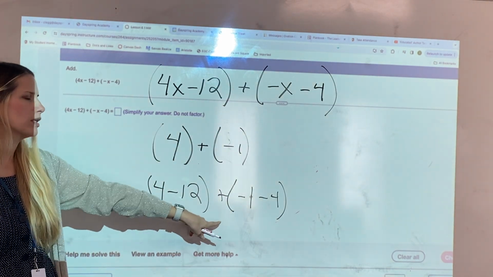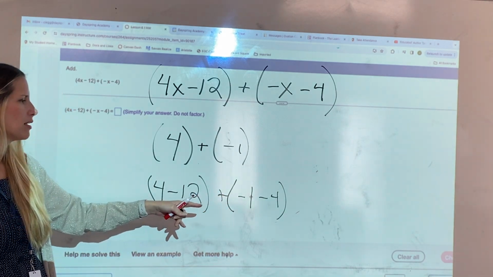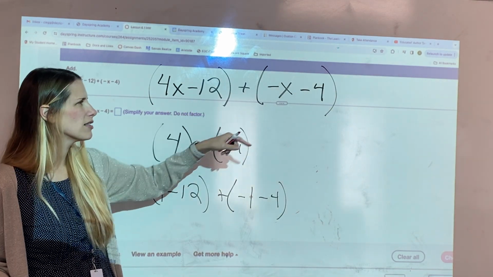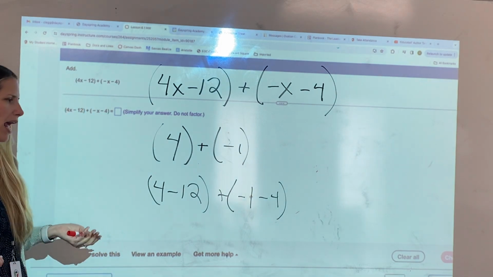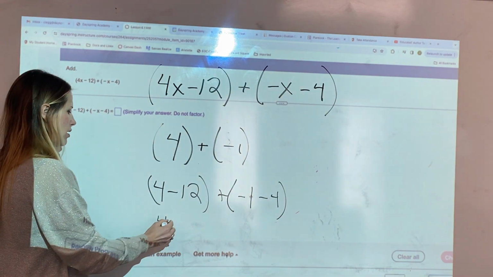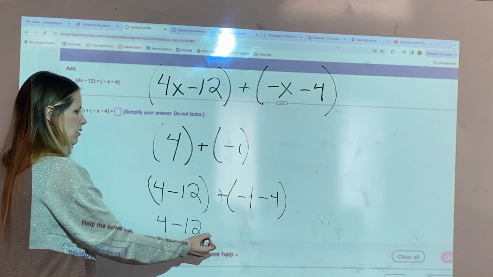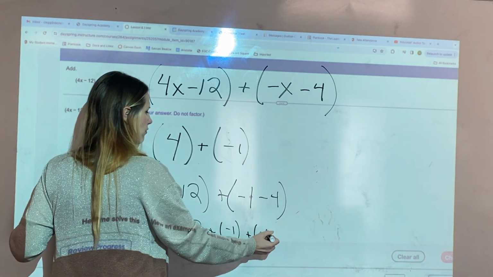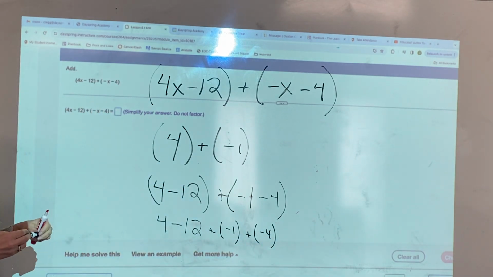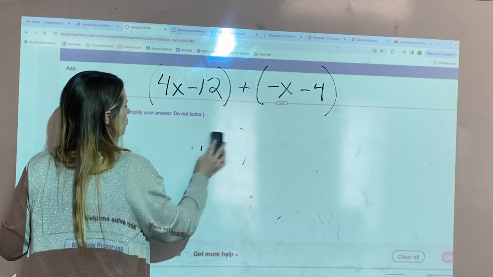Now you might go, oh, do what's inside the parentheses first. Yeah, we would if it was all constants. But since it's variables and constants, we can't simplify anything inside the parentheses first. We would have to just do 4 minus 12 plus a -1 plus a -4. Are you guys with me? Yeah. Now let's translate that to what we have here.